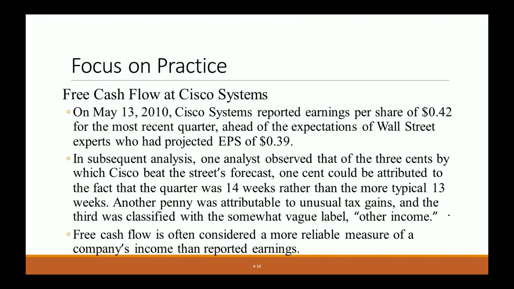These 3 pennies were attributable to the fact that the quarter was 14 weeks rather than 13 weeks, unusual tax gains, and some other vague other income classification. So each of these 3 pennies was attributable to different reasons, and none of these reasons were specifically under Cisco Systems' control. So free cash flow may be a more reliable measure than reported earnings.